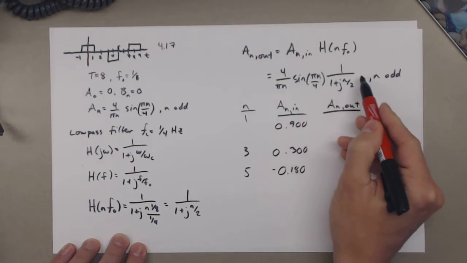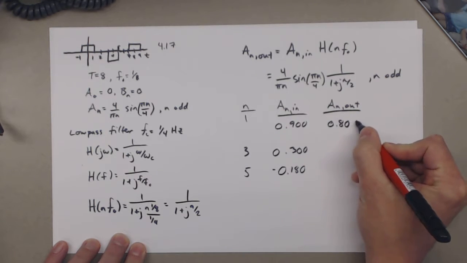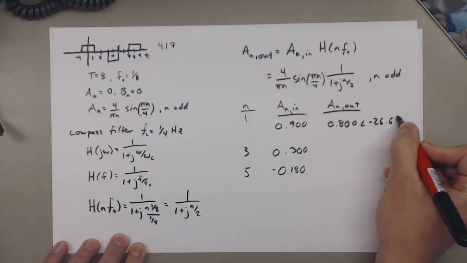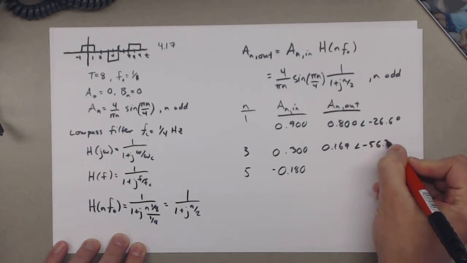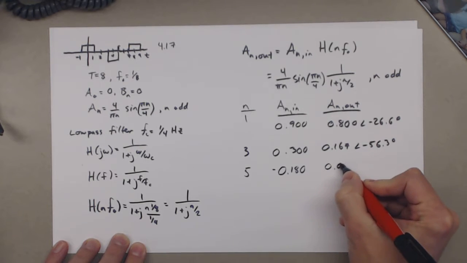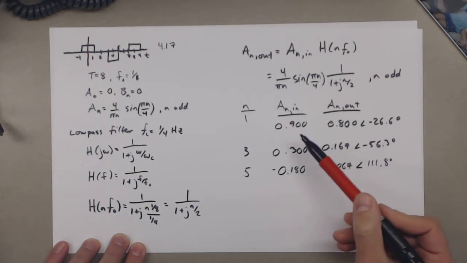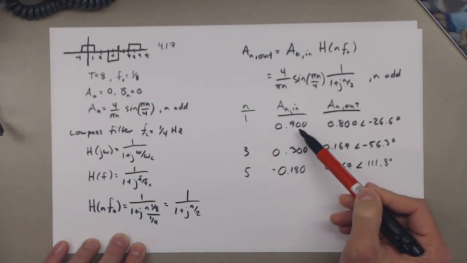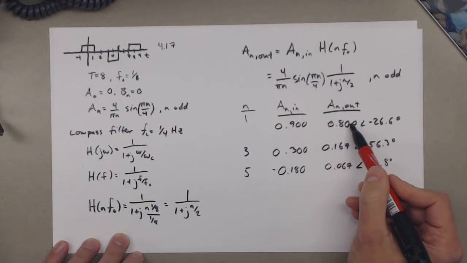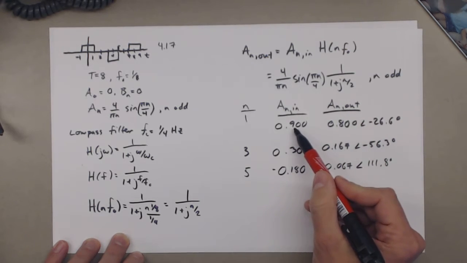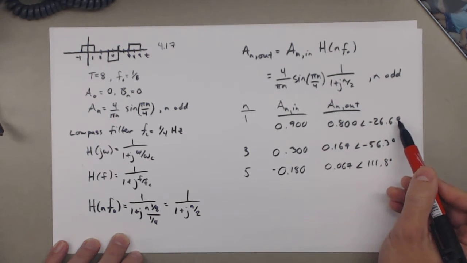After going through the system, calculating this whole term here, we end up with 0.800 at an angle of minus 26.6 degrees, 0.167 at an angle of minus 56.3 degrees, and 0.067 at an angle of 111.8 degrees. So what do each of these represent? Remember, this is a cosine at 1/8 of a hertz, and it's going to be the same cosine at 1/8 of a hertz on the output with a smaller amplitude. So the amplitude goes from 0.9 to 0.8, and there's also a phase shift introduced, minus 26.6 degrees.